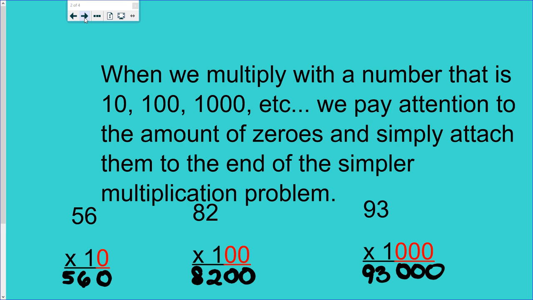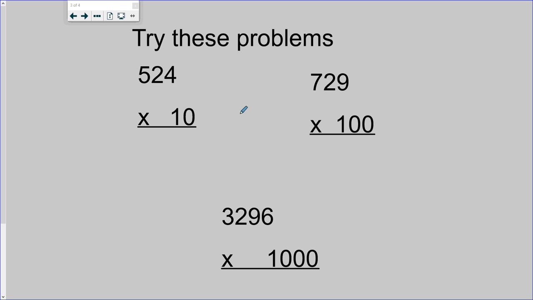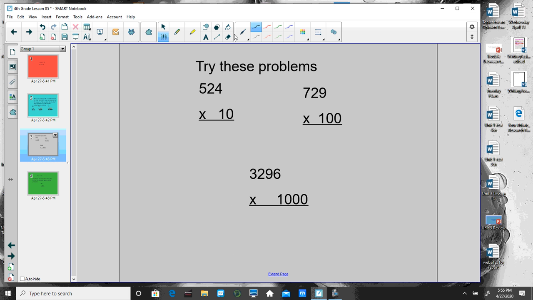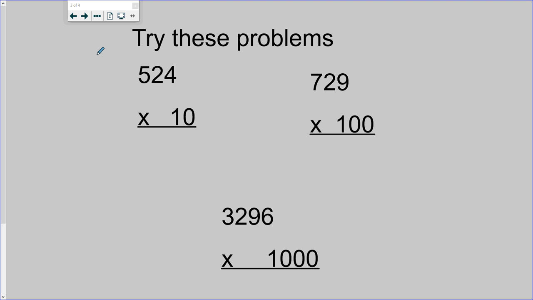Okay, now the next page here, I want you to try these out. See what you can come up with. So 524 times 10. And then 729 times 100, 3,296 times 1,000. Now in each of these situations, we're hoping that it becomes a mental math process. And in doing so, you're just, like we said, adding the zeros on and things like that. So let's see if we can do these and have some success with them.